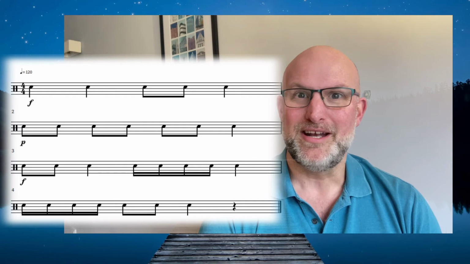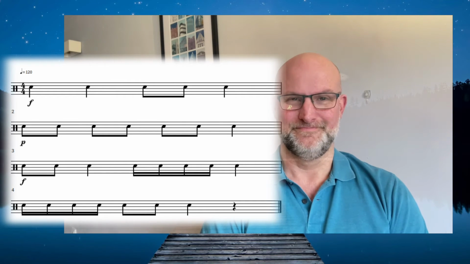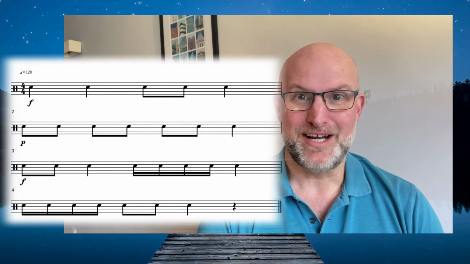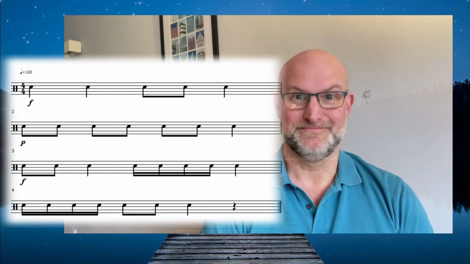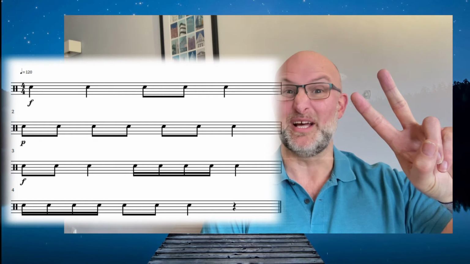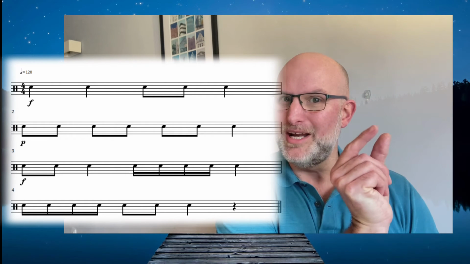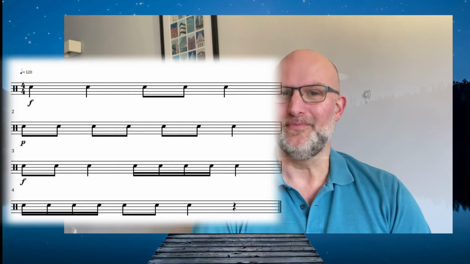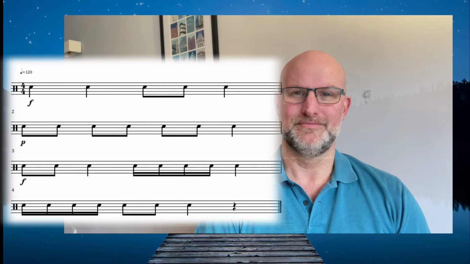Naan bread, rice. Here it comes again. Naan bread, rice. That was line 2, because it's the only one I can see that's got a really quiet P next to it, piano.